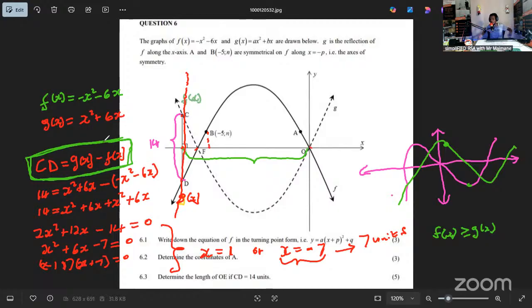So that's why we got here. Someone could have said CD is f of x minus g of x. It could have led to the same thing in a way, but 7 units would be your conclusion, even if it could be a positive or negative. We're good then, eh?